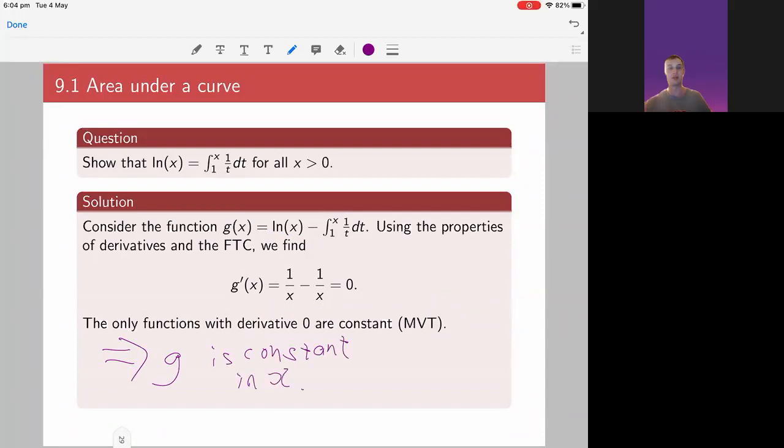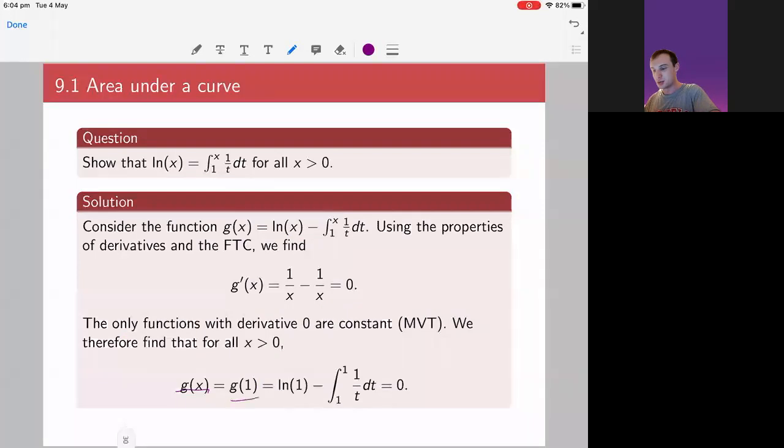Now what we have to do is work out what this constant is. So since this function is constant, it suffices to know what it is at a particular point. And the particular point we're going to look at is the point 1, of course. So g of x has to be equal to g of 1 for all x. But g of 1, by definition, is equal to the natural logarithm of 1 minus the integral from 1 up to 1 of 1 on t dt. This is 0 because the exponential of 0 is 1, and logarithm was defined to be the inverse of the exponential function. And this, well, by design, is equal to 0.